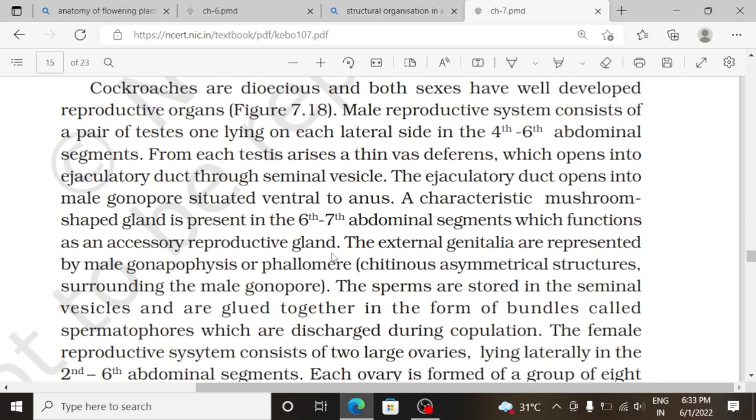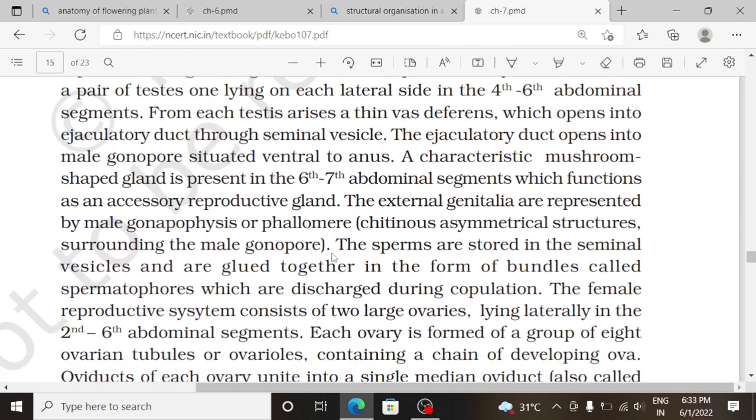Male reproductive system consists of a pair of testes, one lying on each lateral side in 4th to 6th abdominal segments. From each testis arises a thin vas deferens which opens into ejaculatory duct through seminal vesicle. The ejaculatory duct opens into male gonopore situated ventral to anus. A characteristic mushroom-shaped gland is present in the 6th to 7th abdominal segments, which functions as an accessory reproductive gland.